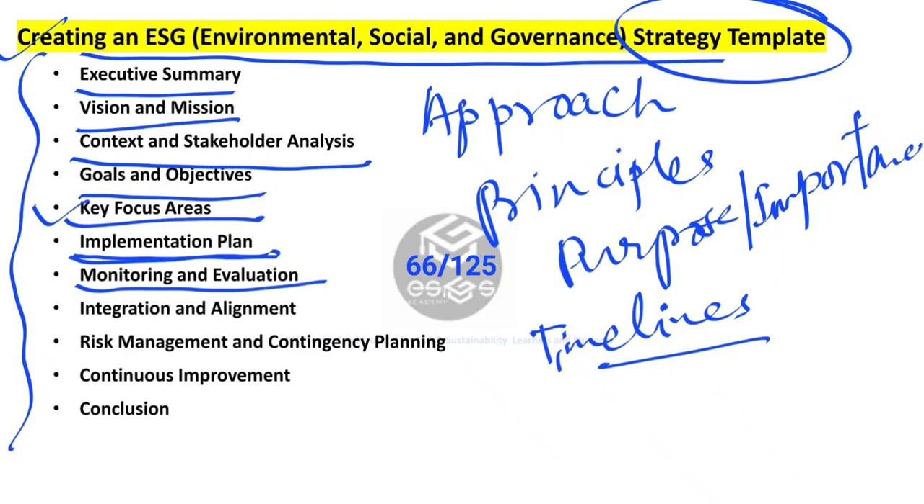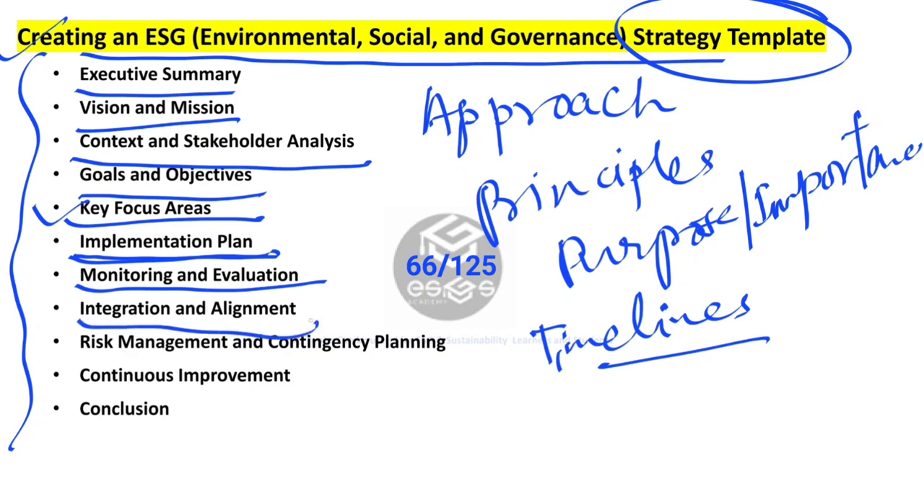Also, we monitor and evaluate. In the monitoring and evaluation, we talk about the KPIs, defining the KPIs to measure the progress and performance across all the ESG dimensions, including quantitative and qualitative metrics. For example, emissions reduction targets, employee satisfaction surveys. And also, we need to have the monitoring mechanisms like establishing a process for monitoring and reporting on ESG performance, and conducting regular assessments and audits to ensure compliance and continuous improvement.